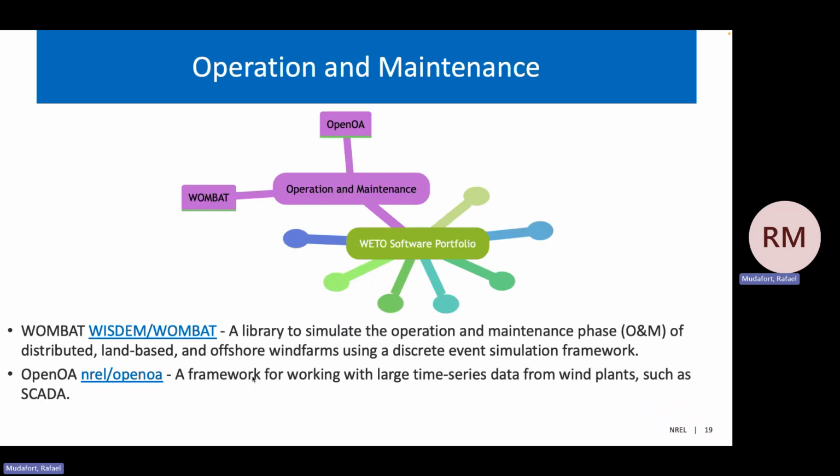That one's pretty cool. And then there's the O&M section, operation and maintenance, and here we have WOMBAT and OpenOA. WOMBAT is a simulation library for operation and maintenance, and OpenOA is a framework for dealing with large time series data from wind plants, such as SCADA data. There's also a component of OpenOA that standardizes this data, and this has actually had quite a bit of industry penetration.